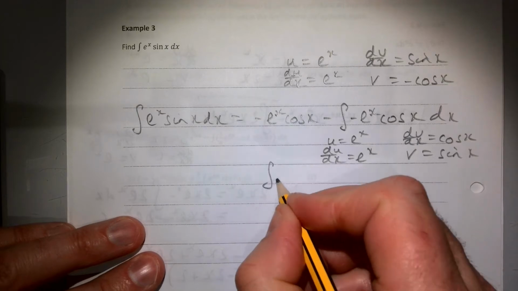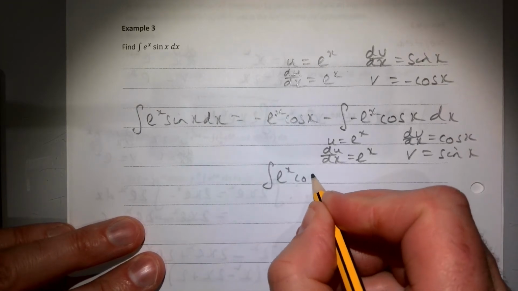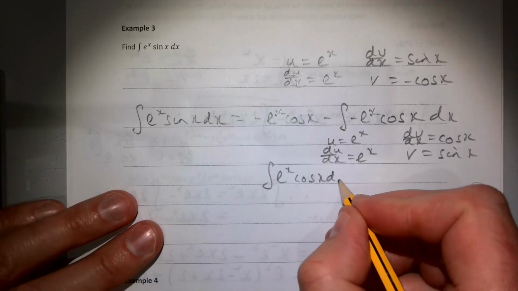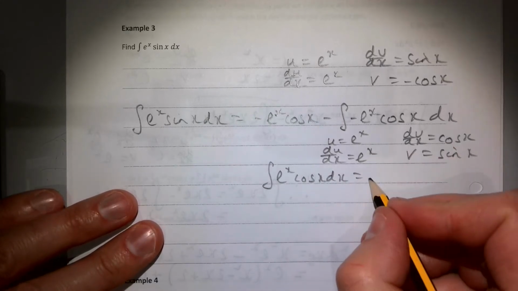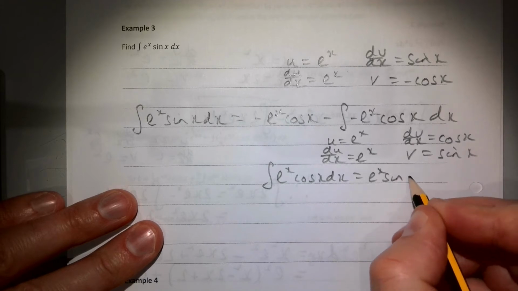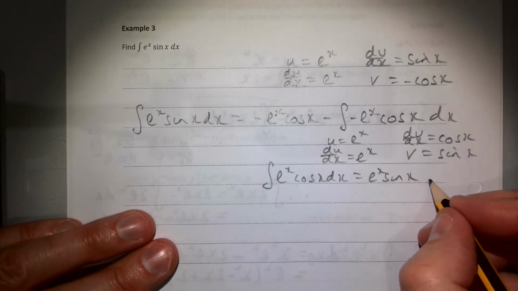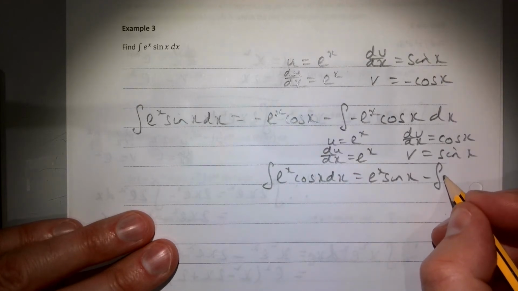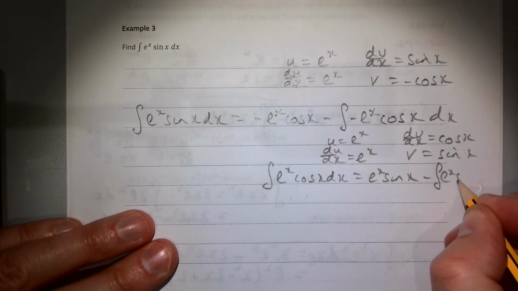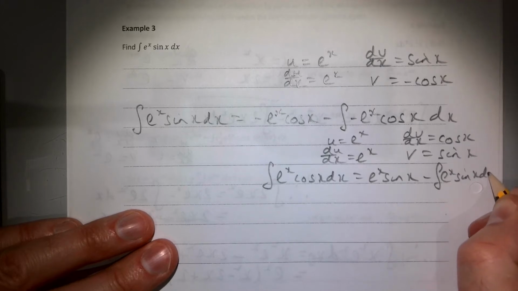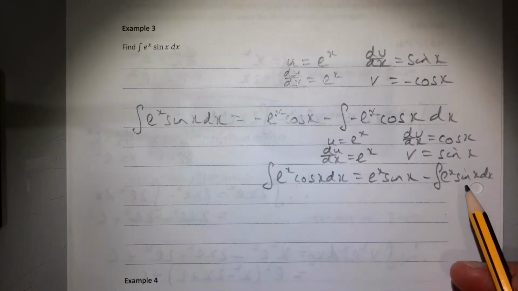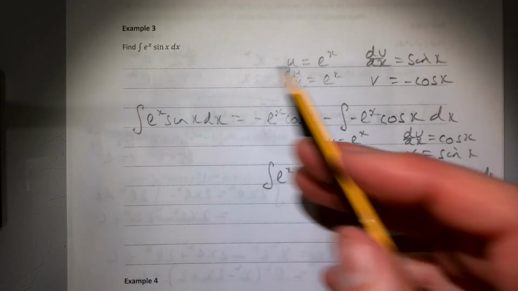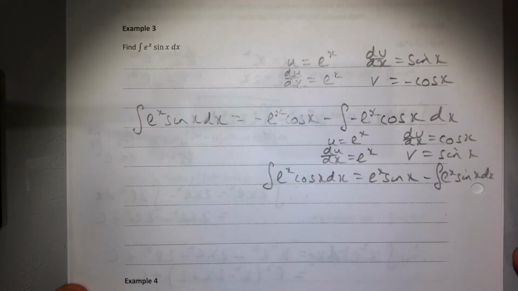So the integral of e to the x cos x is equal to uv, so e to the x sine x minus the integral of v du by dx, which is e to the x sine x dx. So excitingly enough, this is the question. We've now ended up with the question within the answer, and so we can use that to our advantage to try and work this out.